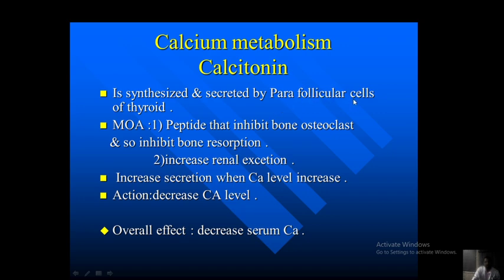Calcitonin is synthesized and secreted from the parafollicular cells of the thyroid. Where are T3 and T4 secreted from? From the follicular cells. And calcitonin is secreted from parafollicular cells. Understood? I hope you can compare the different locations and different cells from where these hormones are released. And PTH is released from the parathyroid gland, from the chief cells.